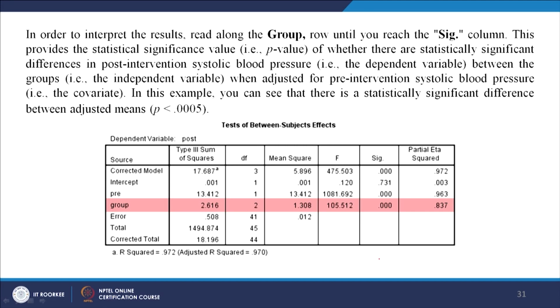In order to interpret the results, read along the group, right, until you reach the significance level. So, this is the point we are talking about. This provides the statistical significance of whether there are statistically significant differences in the post intervention blood pressure or cholesterol, whatever, I am not a medical person. So, you can understand between the groups when adjusted for the blood pressure, that is the pre blood pressure, that is the covariate. In this example, we see that there is a statistically significant difference, right, between the adjusted means, right. So, from here we can say that the effect is significant.